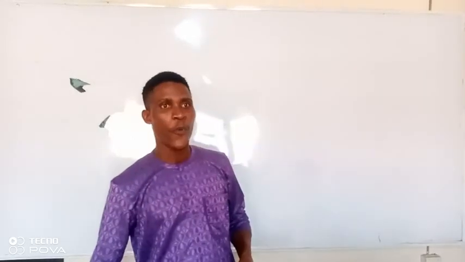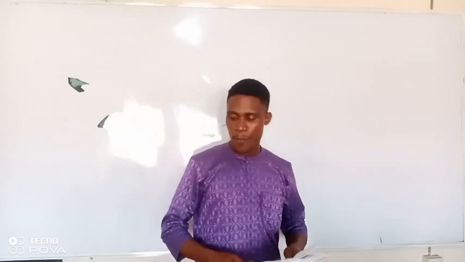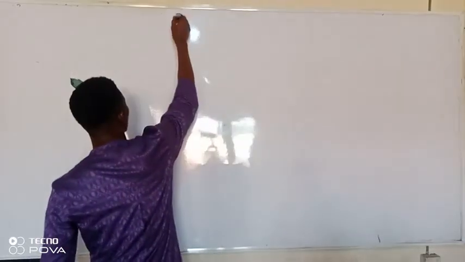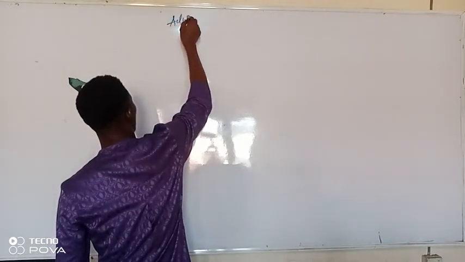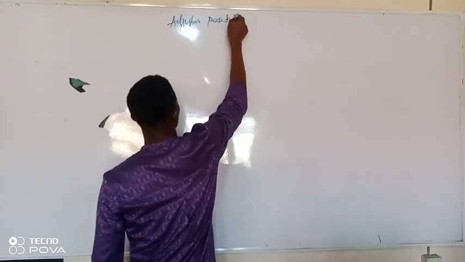We are still going to continue from where we stopped in our previous lecture, which is APV. Which is what? That's adjusted present value.